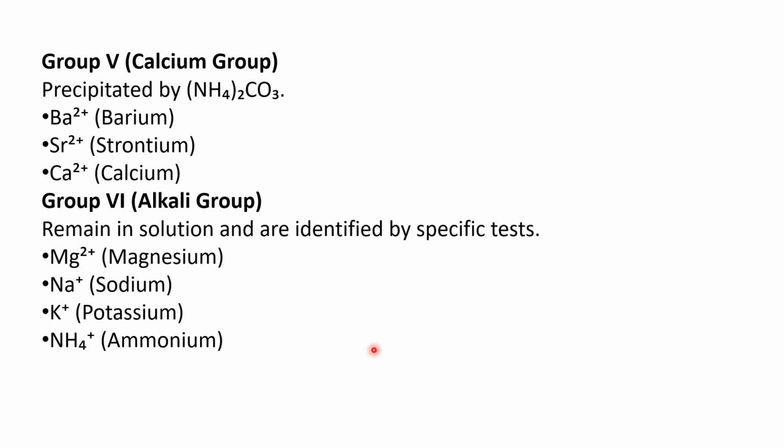Next, group 5, where the group reagent is ammonium carbonate and the group precipitates are carbonates. Here the cations are barium, strontium, calcium. And finally, group 6, the alkali group, which remains in solution and is identified by specific tests. Here we have magnesium, sodium, potassium and ammonium.